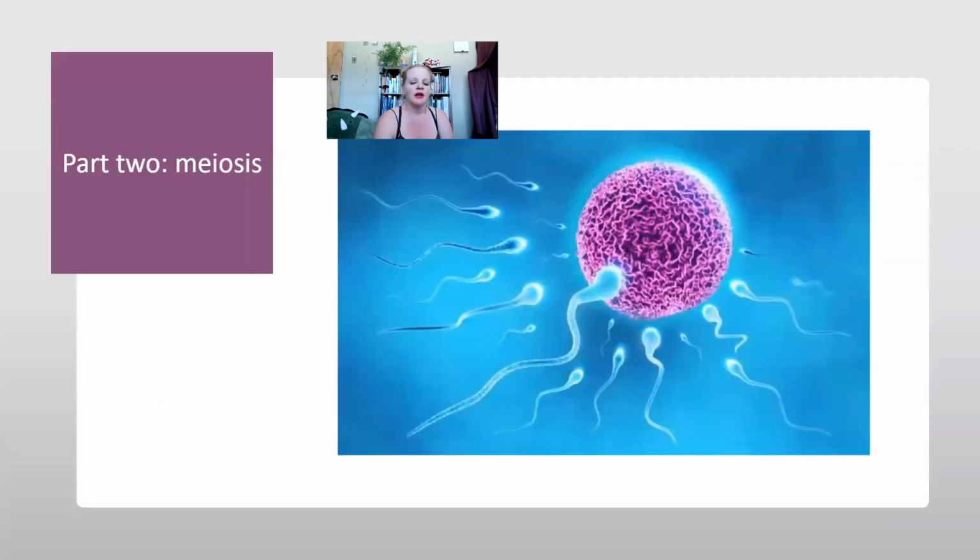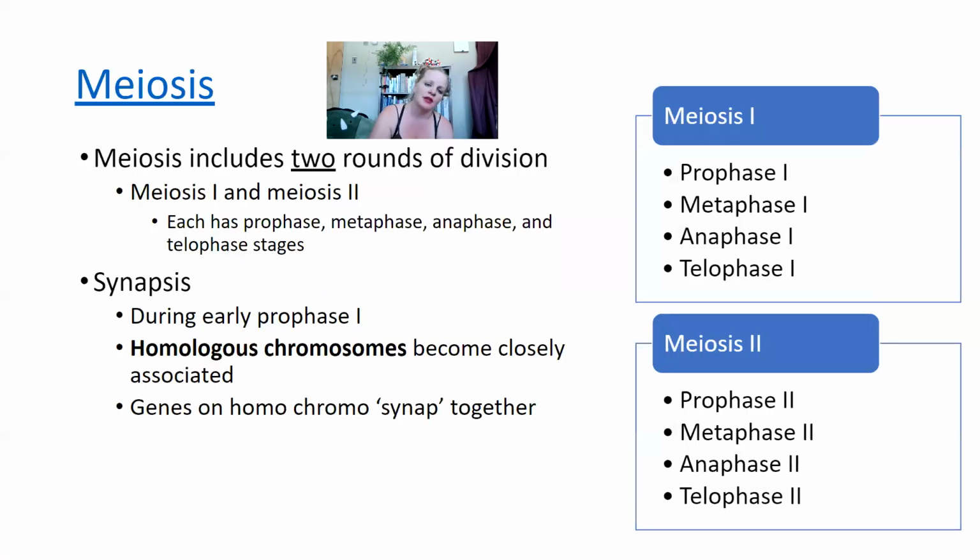Okay. So now let's talk about meiosis. We're going to get into it. Meiosis has two rounds of division, and because we have two rounds, we're going to call them meiosis 1 and meiosis 2. Each of these has a prophase, a metaphase, an anaphase, and a telophase. We call it prophase 1, metaphase 1, anaphase 1, telophase 1, and then it goes into prophase 2, metaphase 2, anaphase 2, telophase 2.